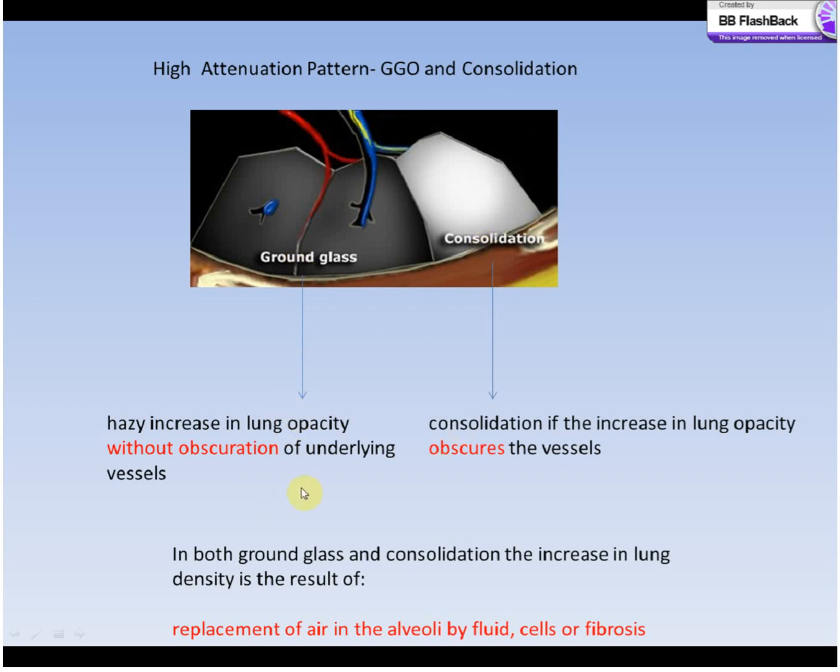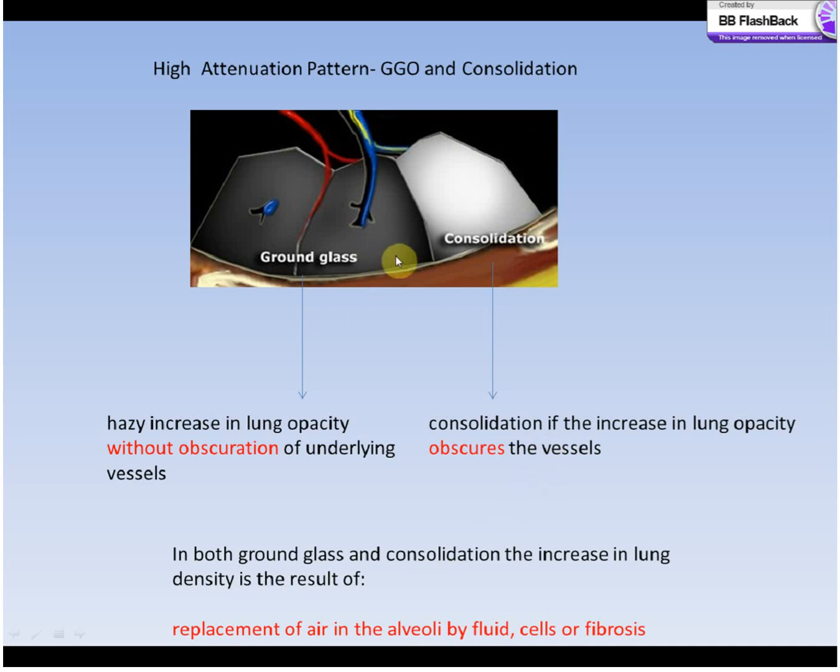So a ground glass opacity is just that, an opacity that's got a glassy appearance to it, whereas consolidation is just a dense increase in the lung opacity. The main distinction between these two is with ground glass opacity you don't have any obscuration of the underlying vessels, you can still see them, whereas with consolidation it's not uncommon to lose the vessels altogether.